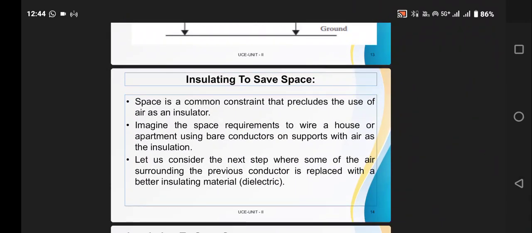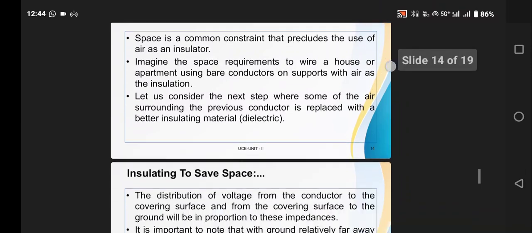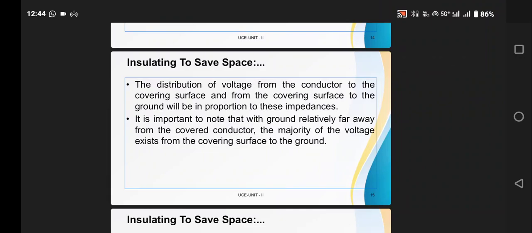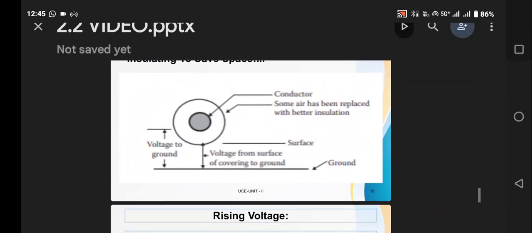Insulating is used to save space. Space is a common constraint that precludes the use of air as an insulator. Let us consider why some of the air surrounding the previous conductor is replaced with a better insulating material like dielectric. The distribution of voltage from the conductor to the covering surface and from the covering surface to the ground will be in proportion to these impedances. This diagram represents the significance of insulating to save space.